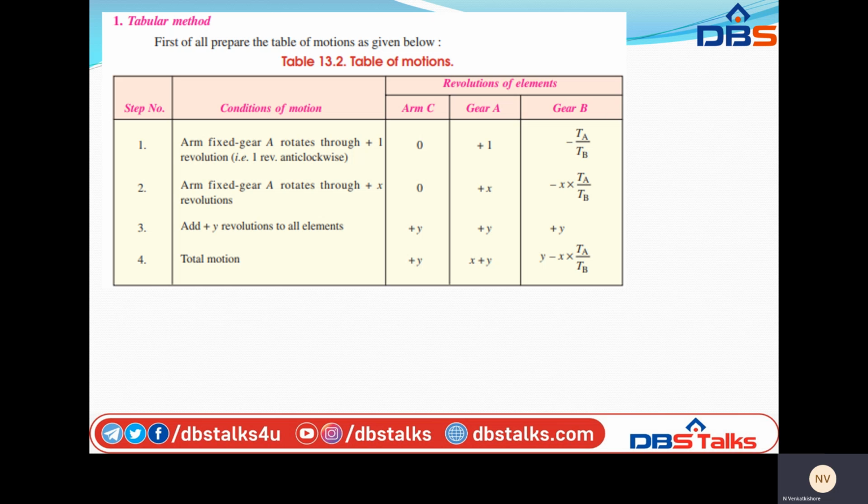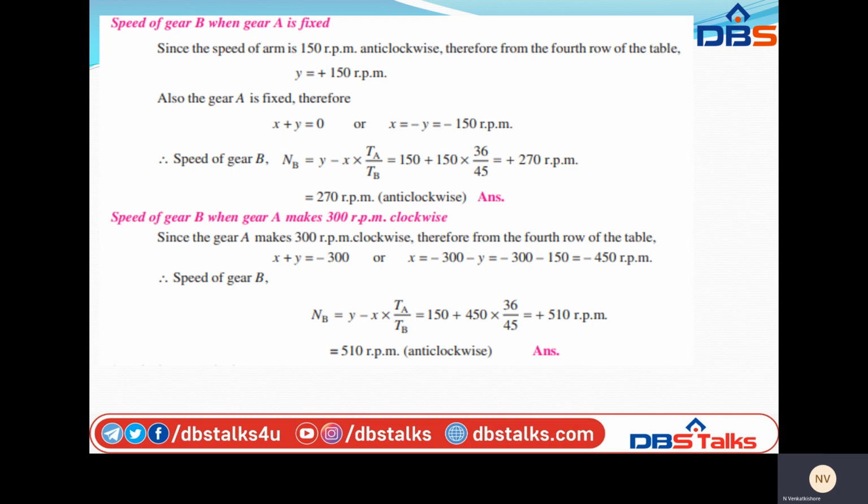After that, we need to add plus y for all the elements. So plus y, plus y, plus y, and finally the totals are plus y, x plus y, and y minus x into TA by TB. This is the standardized table for epicyclic gear train. Now we need to apply this table to the given problem. So here in the table, arm C is called the fixed. But in the problem, what they said is the gear A is fixed.